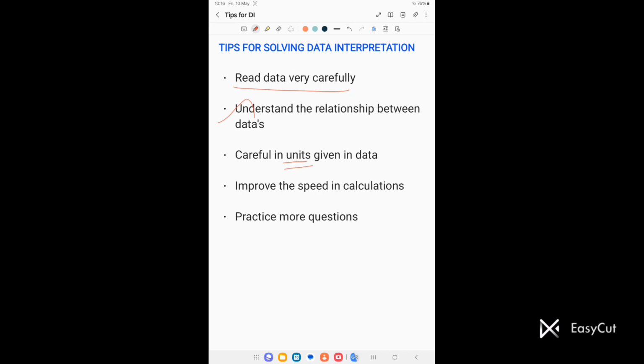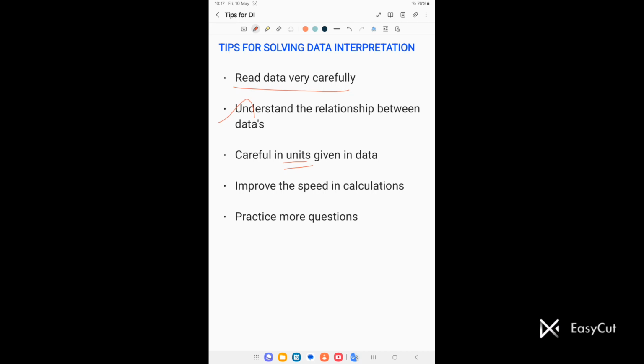Sometimes we have to convert centimeters to meters. Sometimes we have to convert the numbers into percentages. So there may be some common errors, and they should be avoided easily. So we have to be careful with the units given in the data.